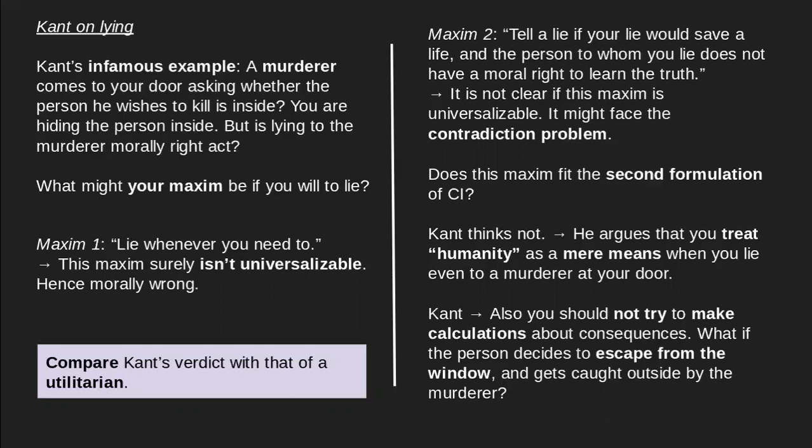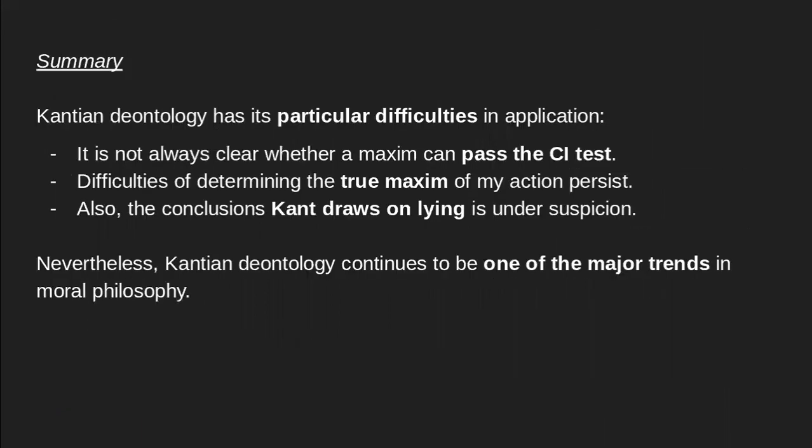So let me just repeat it. Kant says, just stick to firm principles, don't try to make calculations based on actions. Stick to firm principles. The utilitarian says, try to make calculations, or try to follow the calculations that people you're trusting are making. Okay, this is a clear divergence between these two theories. So what's the summary of this whole lecture on challenges against Kantian deontology?